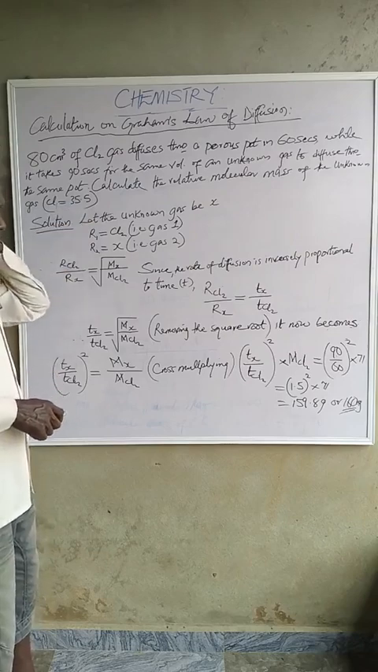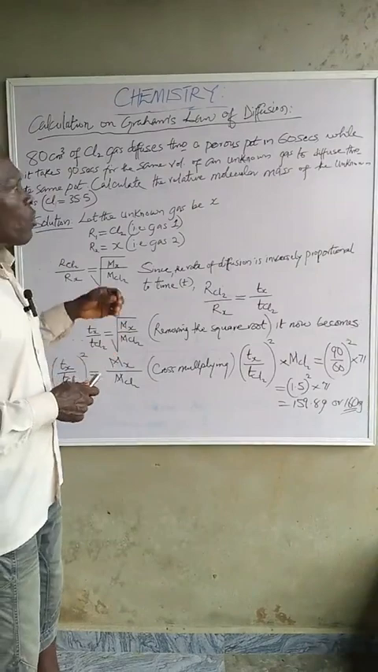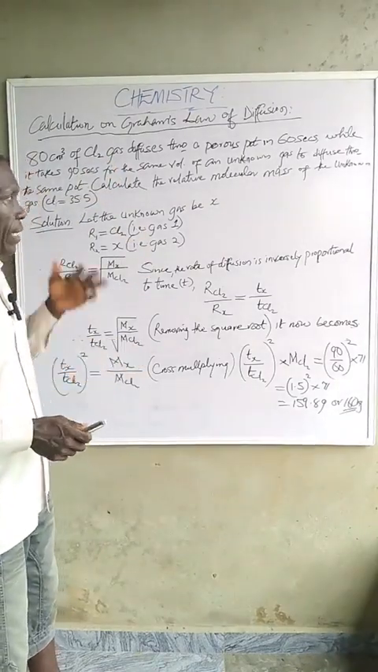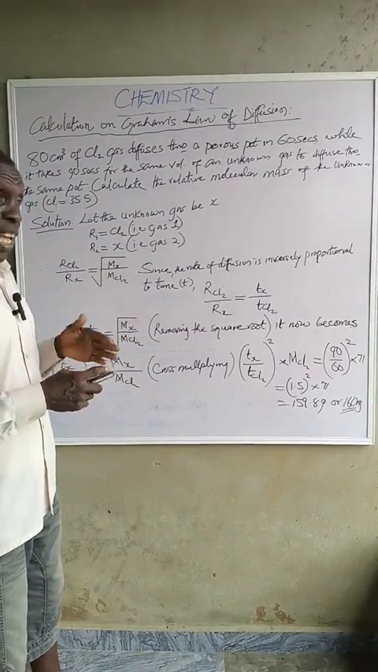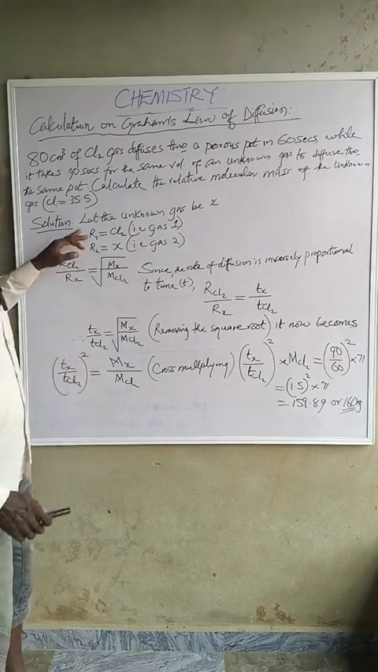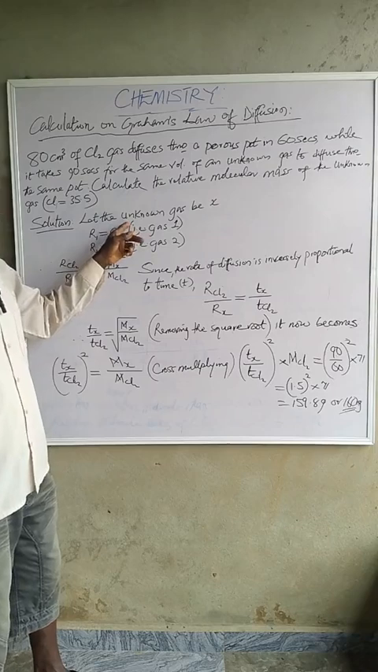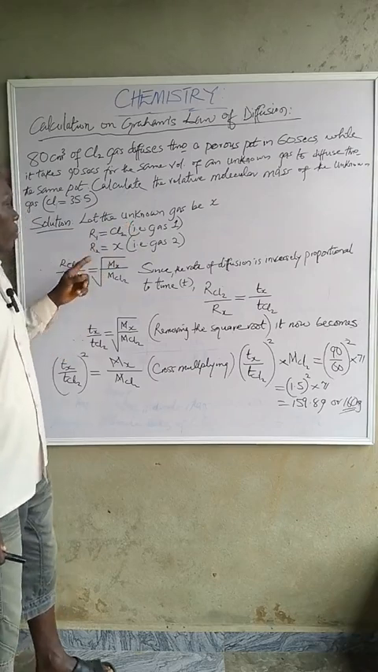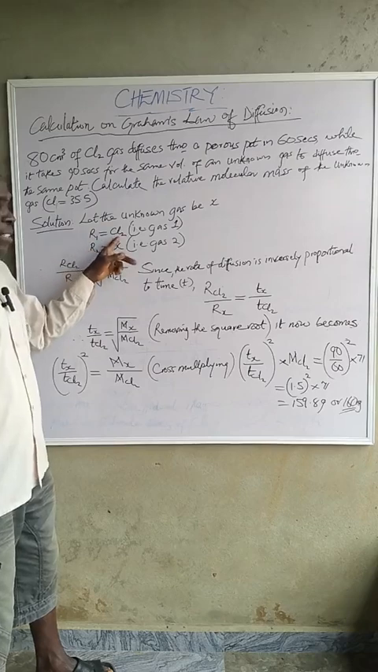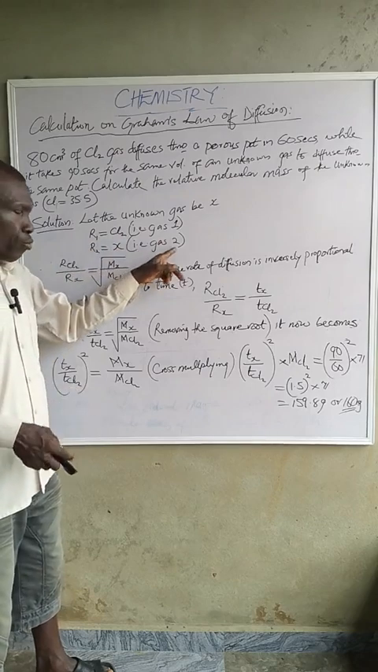Now let us see what's happening here. There are two gases involved. One is known, the chlorine gas. The one unknown, we don't know it. And these two gases are diffusing at different times. So let's see how we can go about it. Let us use X to represent the unknown gas. Now, R1, the rate of diffusion of the first gas, is chlorine. So R2, let it be the unknown gas. That is gas 2, which we do not know.